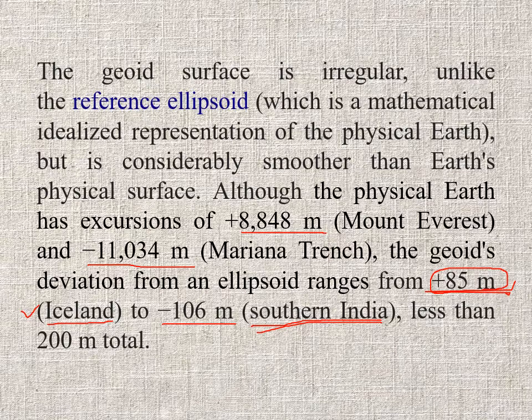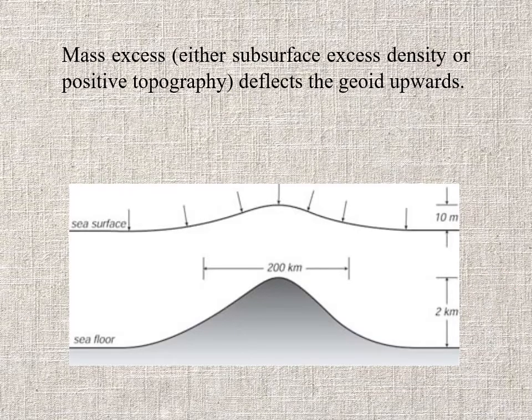Okay, so the main thing is, although the original shape of the earth is different from the geoid surface, the geoid value is basically determined by the density of the material and the temperature condition of that particular area. Here you can see the mass excess, either subsurface having excess density or positive topography, deflects the geoid upwards.